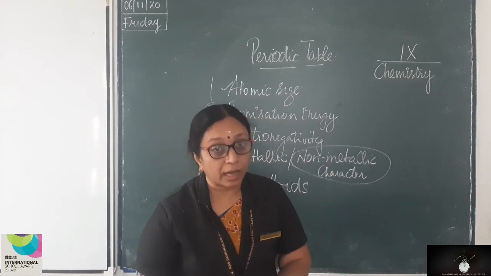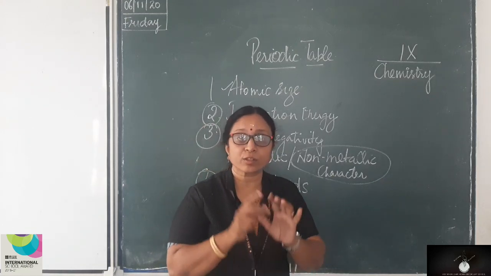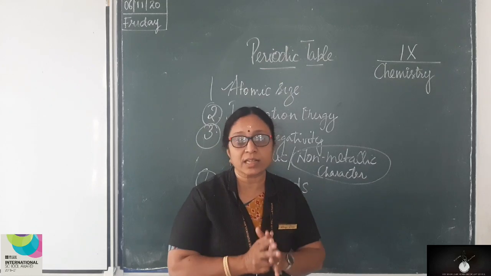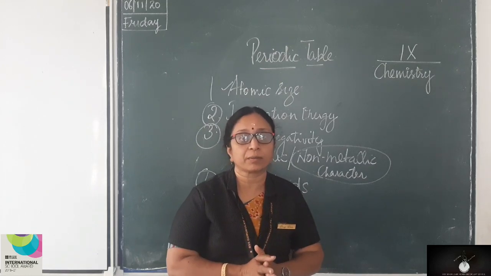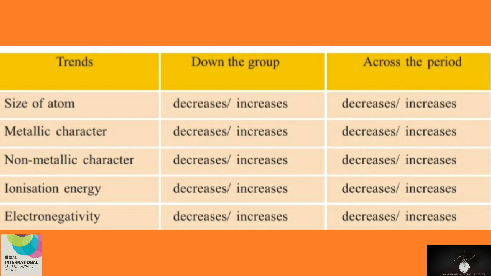So the chapter is over, and there is a small tabular column. We will discuss that also and conclude the chapter. Look at this tabular column. Children, you can hold a pencil in your hand, and when I explain, you can give a tick over it. What happens to the size of the atom? As we move down the group, it increases, and across the period it decreases.